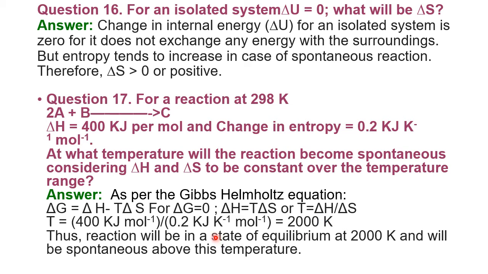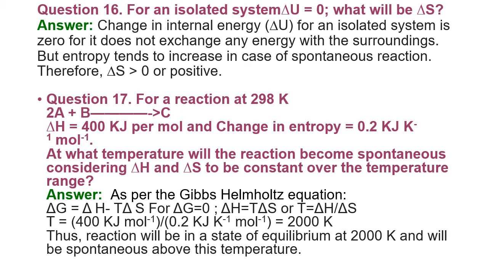What is delta H? Delta H is given here, 400 kilojoules per mole. And delta S is also given here, 0.2 kilojoules per Kelvin per mole. Okay. So kilojoules per mole cancel. So the Kelvin is in the denominator. If it goes to the numerator, it becomes Kelvin. So temperature equal to what? 2000 Kelvin when delta G is equal to 0. Means what? We have presumed that delta G is equal to 0. That time temperature equal to 2000 Kelvin means what?